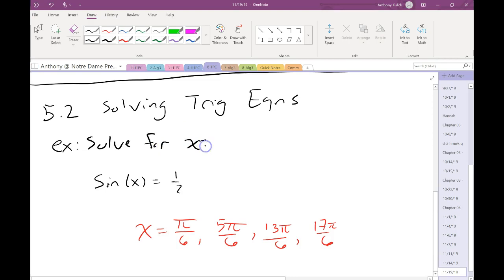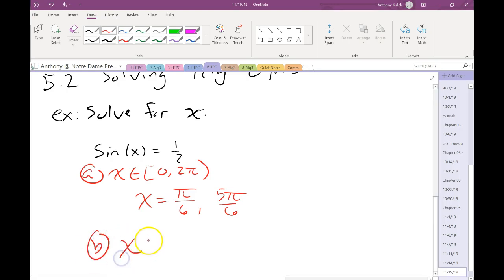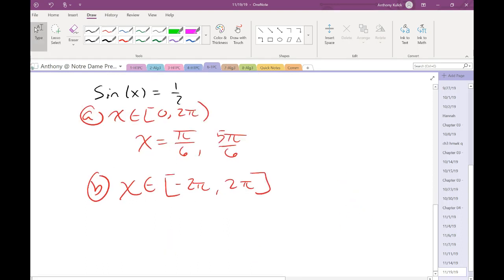I guess this is what the directions were here. So if I ask for, say, over the interval from 0 to 2 pi, then just my answers from the unit circle suffice, right? What if I asked for from negative 2 pi to positive 2 pi? What are the answers here?